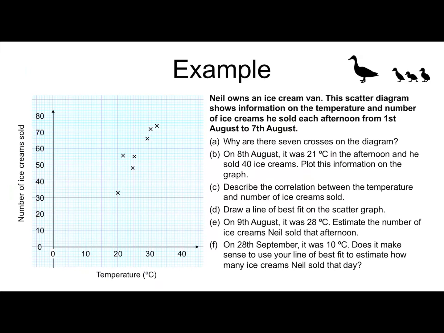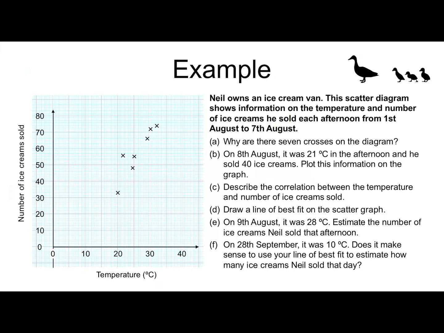So this is Neil owns an ice cream van. This scatter diagram shows information on the temperature and number of ice creams he sold each afternoon from the 1st of August to the 7th of August. So first question, why are there 7 crosses on the diagram? Well, hopefully that's obvious. Each cross represents the data you've collected for those 2 pieces of information per day. So there's a reason why there's 7 crosses, because we've done it for 7 days.